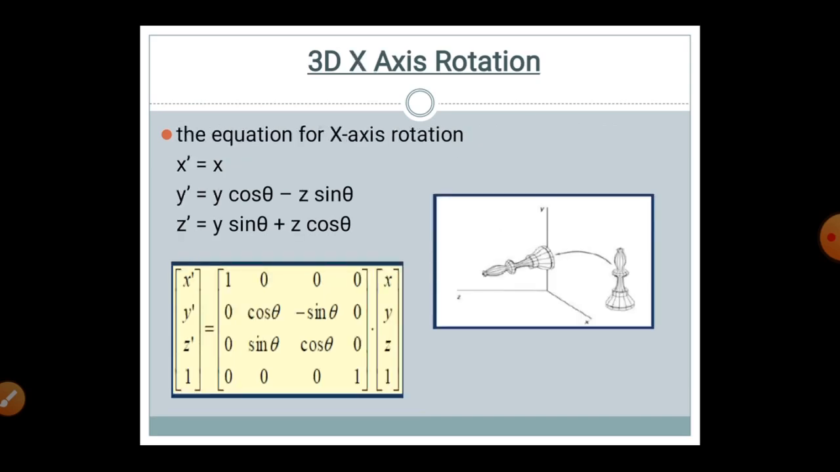Now 3D x axis rotation. Similarly, we can write about the x axis rotation. In the picture, as you can see, the object is moved on the x axis. The equation for the x axis rotation is x dash equals x, y dash equals y cos theta minus z sin theta, z dash equals y sin theta plus z cos theta. These whole things can be written in matrix form as the matrix of the x axis rotation: x dash, y dash, z dash, 1 equals the matrix 1, 0, 0, 0; 0, cos theta, minus sin theta, 0; 0, sin theta, cos theta, 0; 0, 0, 0, 1, multiplied by x, y, z, 1. This matrix is called the rotation matrix.